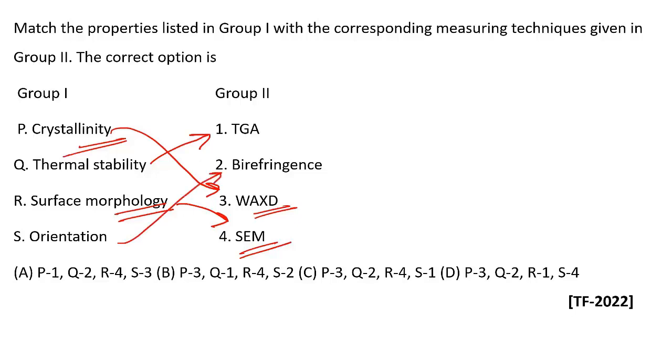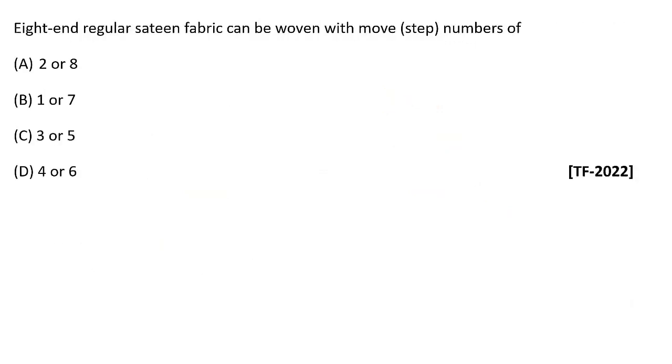So we get that for P it is 3, for Q it is 1, for R the correct option is 4, and for S the correct option is 2. 3142. So the correct option is option B. So it is a 2 mark question. Coming to the next question. This is also a 2 mark question.